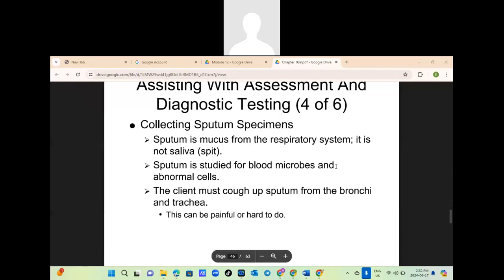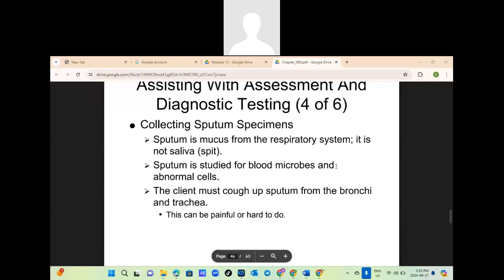Sputum is when you have a productive cough and you cough out copious, thick mucus from your lungs. It can be colored yellow, creamy, or sometimes white, depending on the disease your lungs are going through. Sometimes it is green if there is a bacterial infection. So that is sputum, not spit. Saliva is a spit. Sputum is studied for blood, microbes, and abnormal cells that may indicate the person has a cancer, or not.